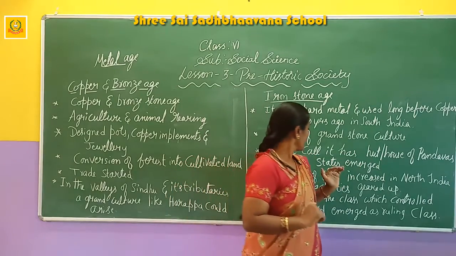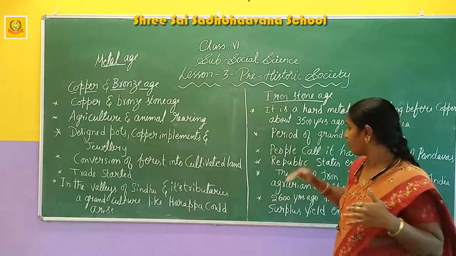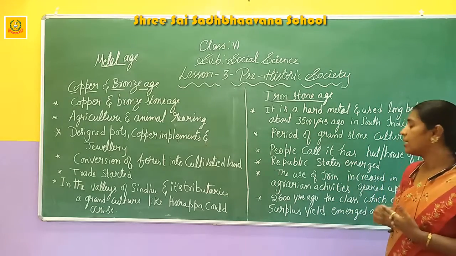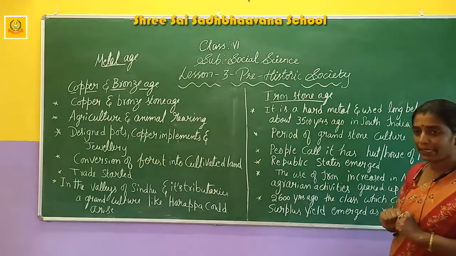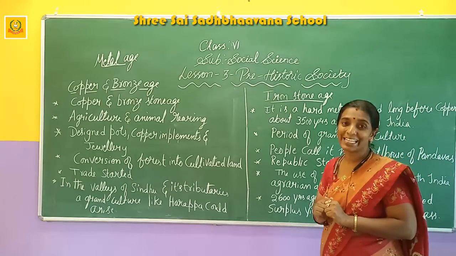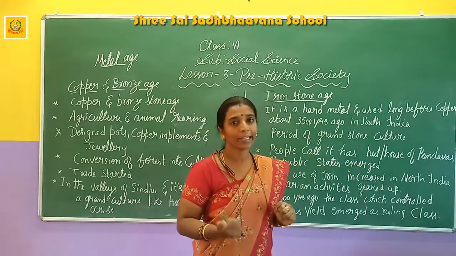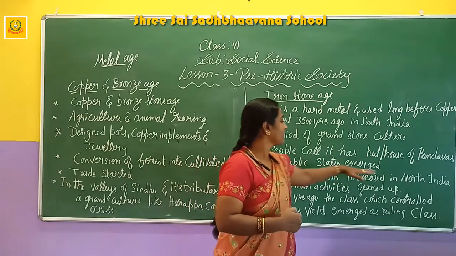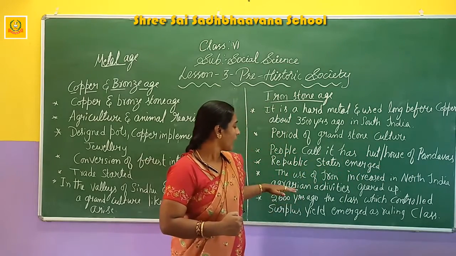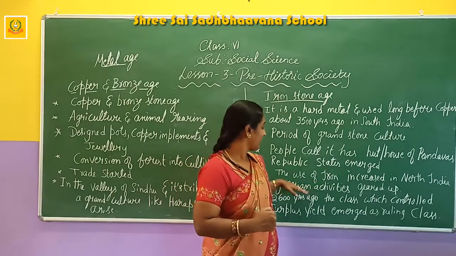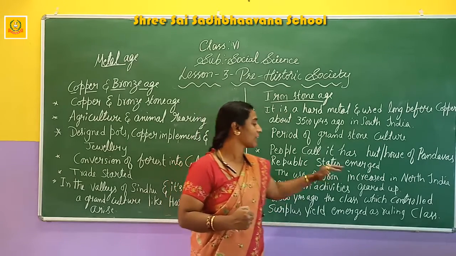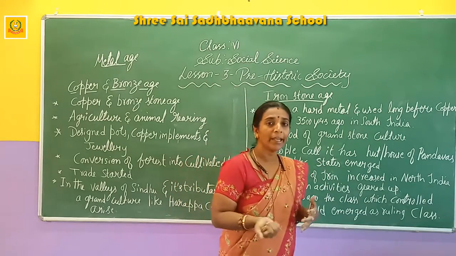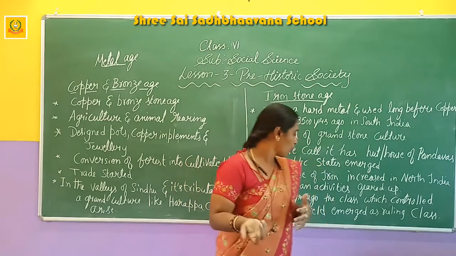So next we move on to the next point, that is, how the Republic states emerged. Children, the use of iron increased the yield of agriculture and handicrafts. The use of iron increased in North India, so agrarian activities geared up. What do you mean by agrarian activities? It means agricultural activities geared up, and the yields were more.